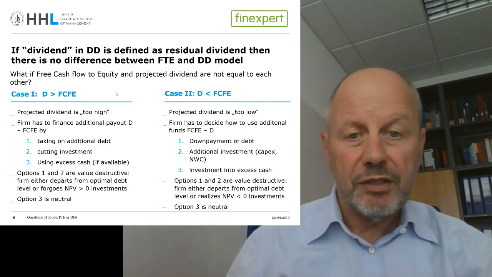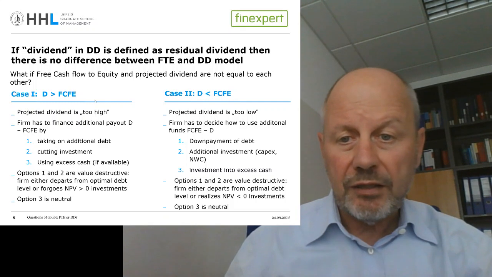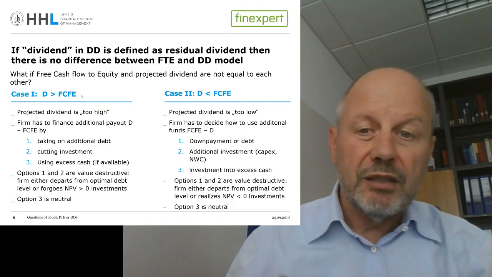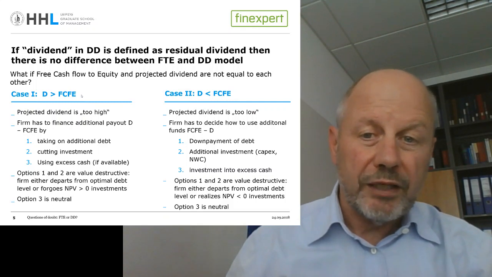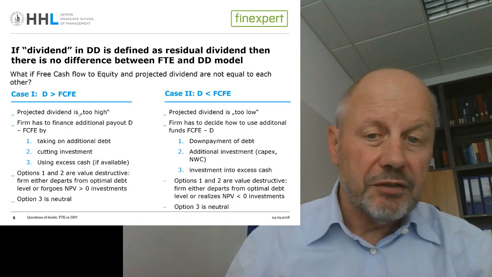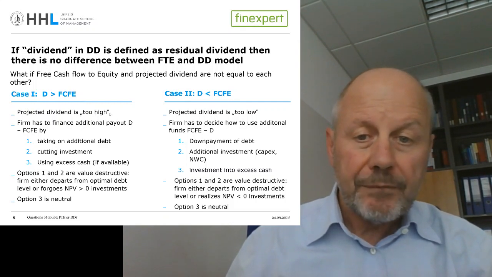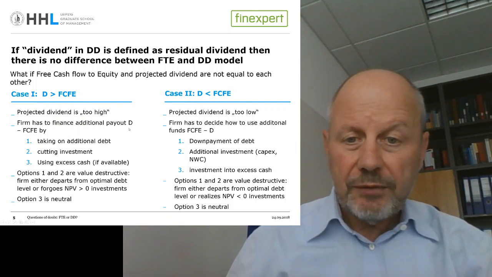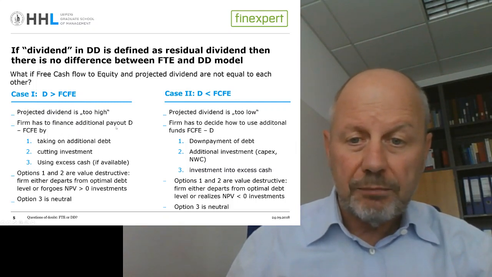And of course, we can distinguish here two cases. Let's start with the first one. Let's presume that the future projected dividend exceeds the free cash flow to equity. And that means that on first glance, this projected dividend is too high. It's higher than the one that is yielding the optimal policy of the firm. So if the firm actually wants to pay out this amount, then of course you somehow have to find this additional money, that is, the difference between the realized dividend and our residual dividend.